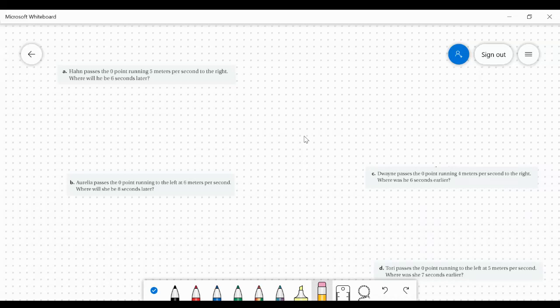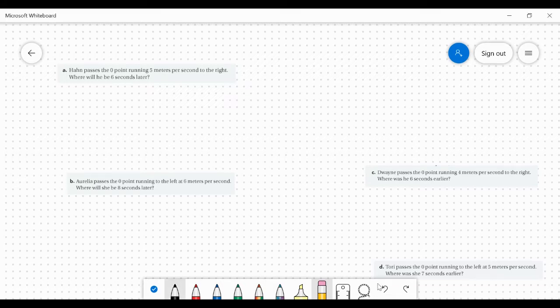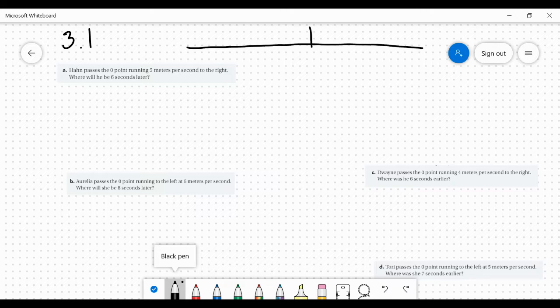Today we're going to dive into 3.1. And in 3.1, we're going to start talking about the concepts behind multiplying positive and negative numbers. They gave us a scenario where we have these runners. In order for us to think about groupings with a positive or negative term, anytime the runner goes to the right of 0, we're going to think of that as positive.